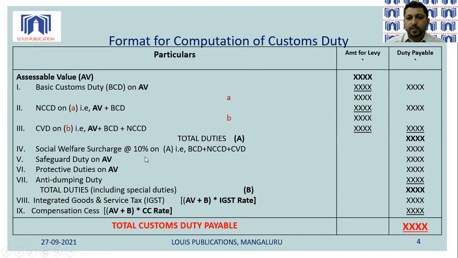Then social welfare surcharge at 10% is calculated on this total value, which we call A. So a very important point: social welfare surcharge is calculated on this A value and not on the assessable value.